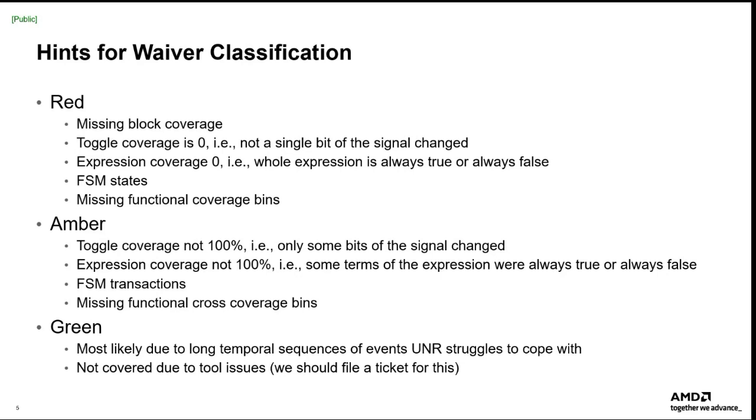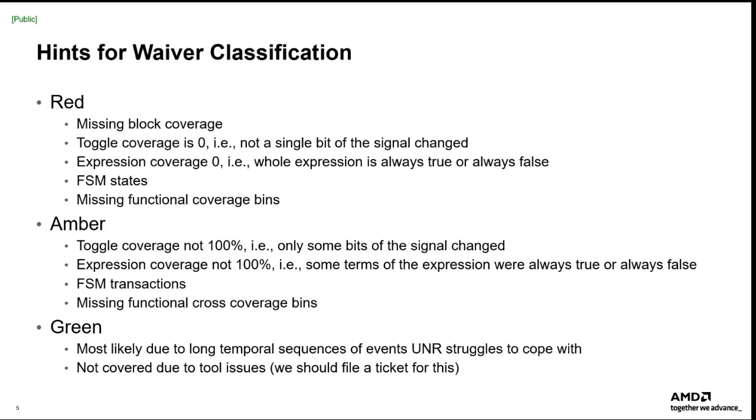The amber ones are the next step, which basically say, okay, we have wiggled some bits in our signals, but not all of them. I don't have 100% expression coverage, so I have not gone through all the permutations to make it true or false, but at least I did hit some FSM transitions. Functional cross coverage bins would also go into the same category.